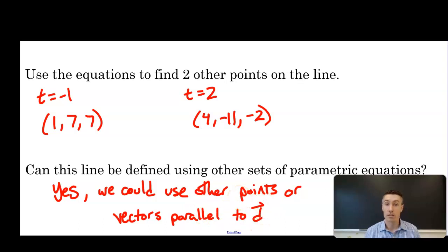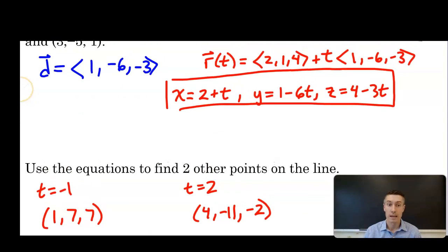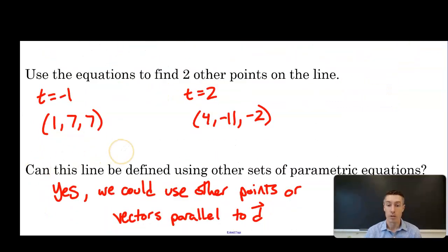The direction vector just gives us a direction that the line is going in. So in this case, that direction vector we found was <1, -6, -3>. If we wanted to, we could use <2, -12, -6>, right? That would change the t values. That would give us the points that we found, but we'd still be able to find these points. It would just be a scalar multiple of the direction vector, and it would still define the equation of the line. So there are an infinite number of parametric equations that we could write to represent this line.